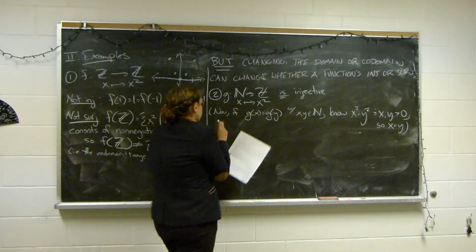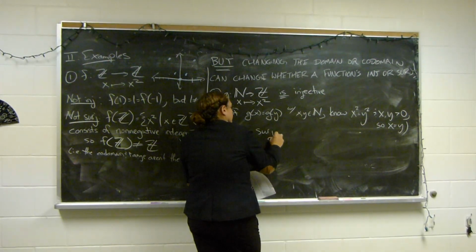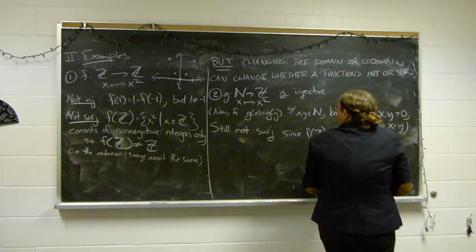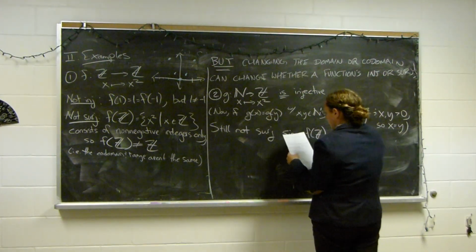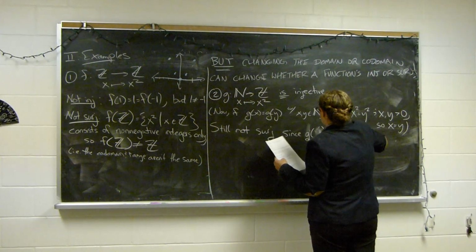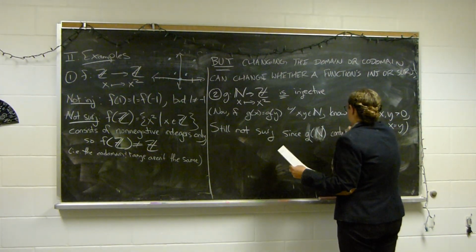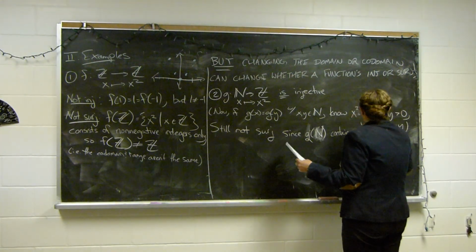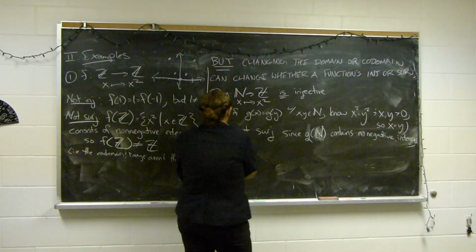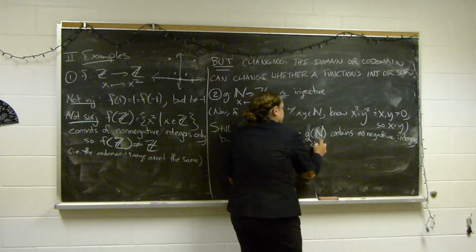But unfortunately, it's still not surjective, since if I apply g on N, it contains no negative integers. But the codomain Z does.